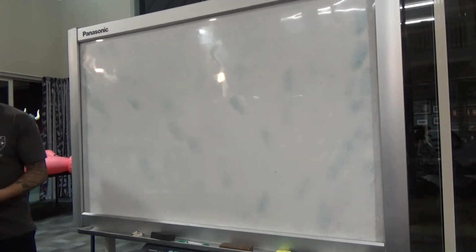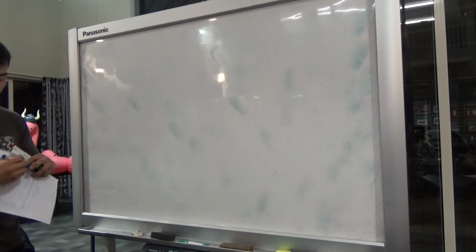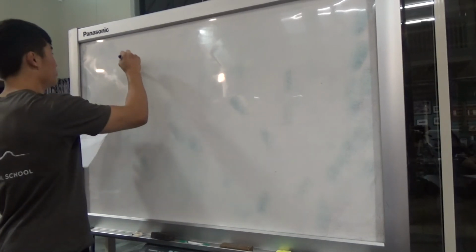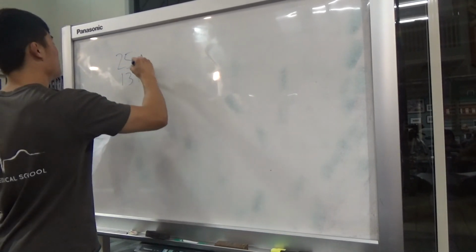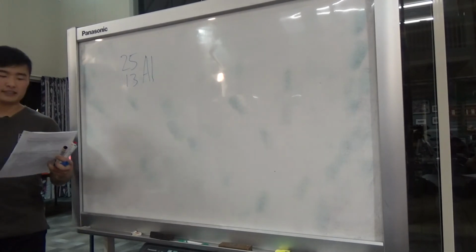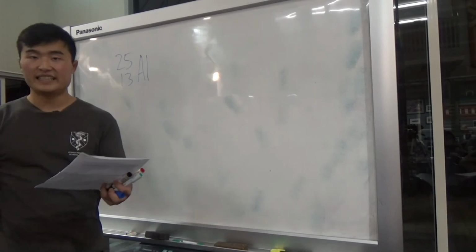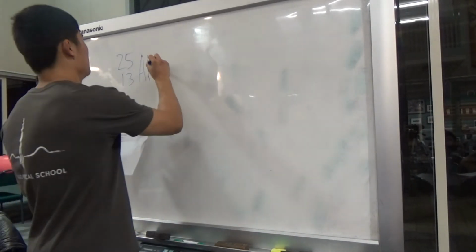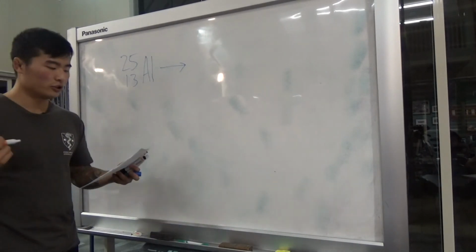Number 10, we have a sample of aluminium, which has 25 nucleons and 13 protons. And it's decaying and emitting positrons, so that's beta plus decay. Which of the following is a possible daughter nuclide?